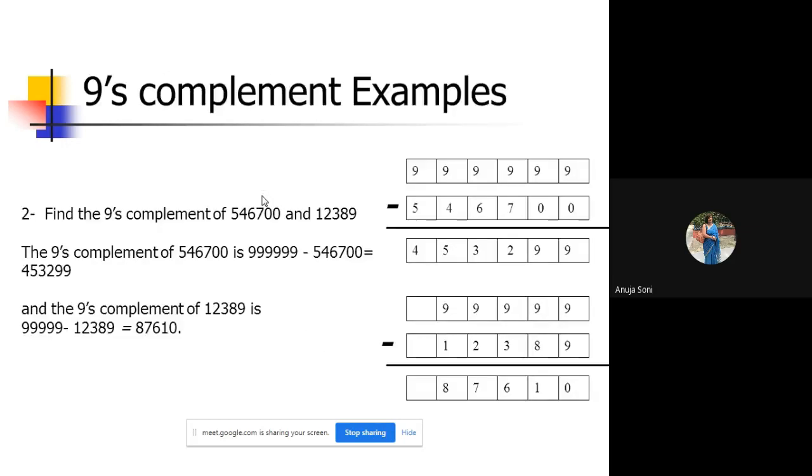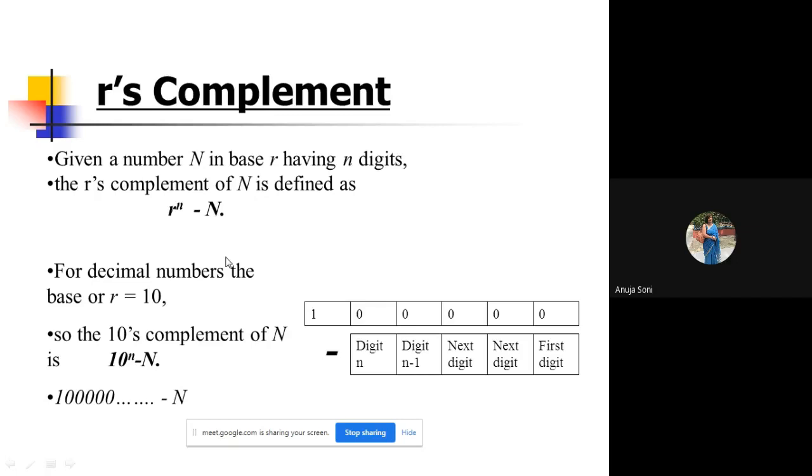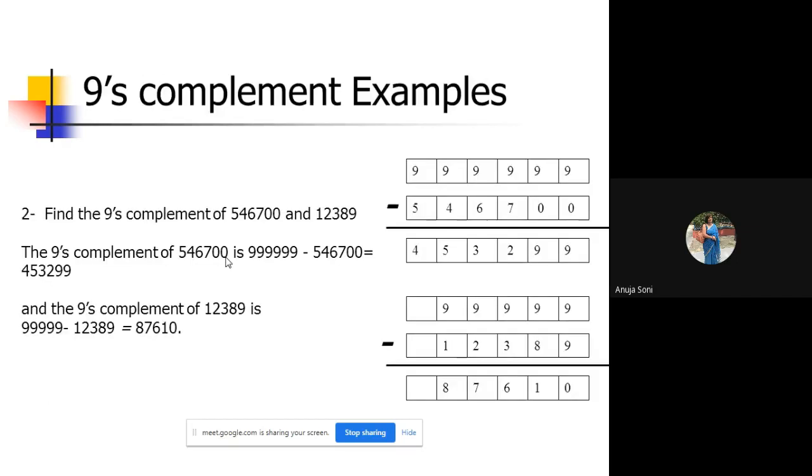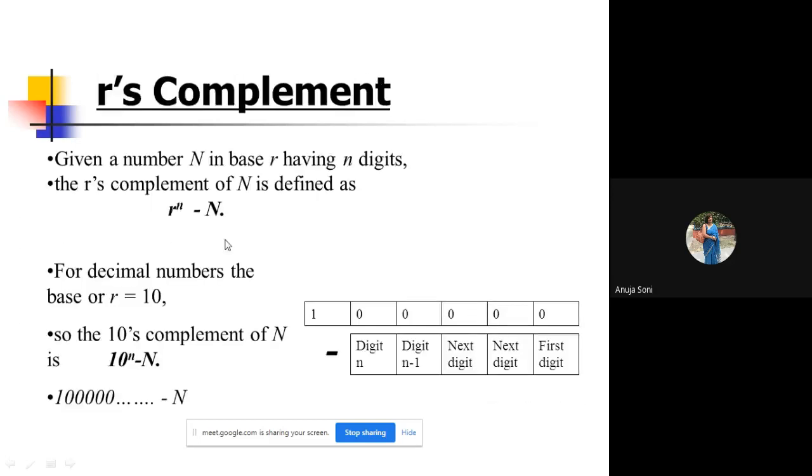In a similar manner, once you get the value of the 9's complement, you need to add 1 only to the resultant value of the 9's complement. You will then get your r's complement, or 10's complement.